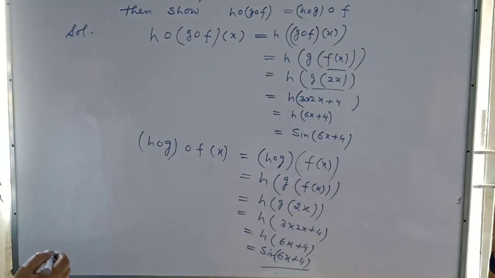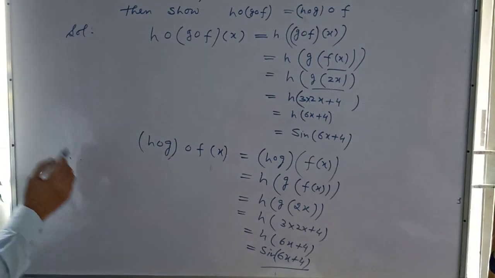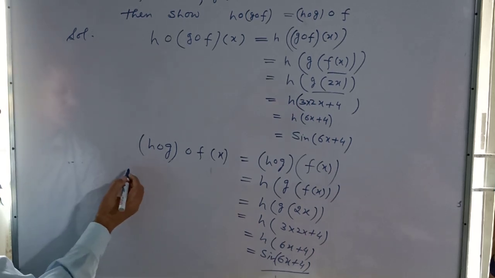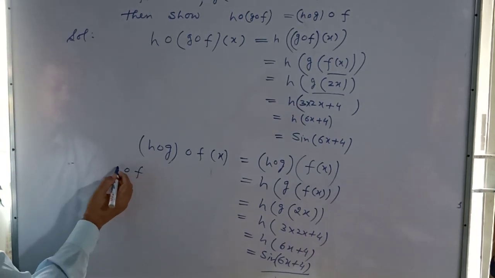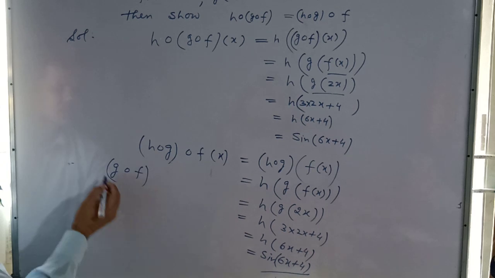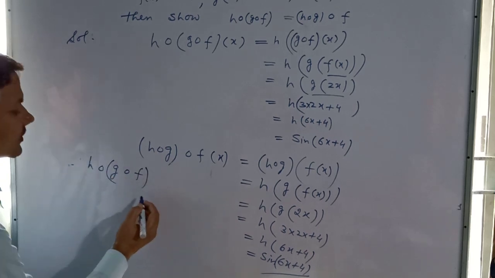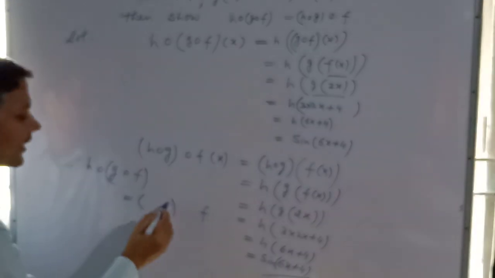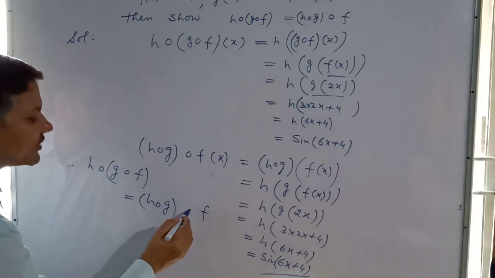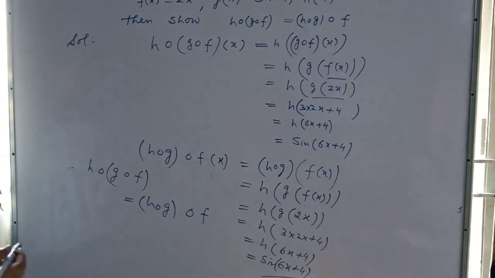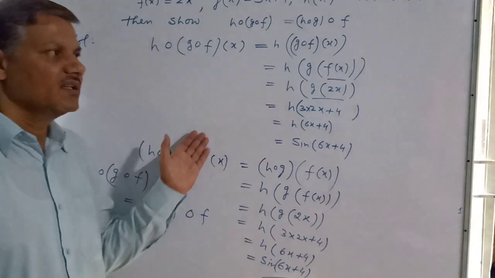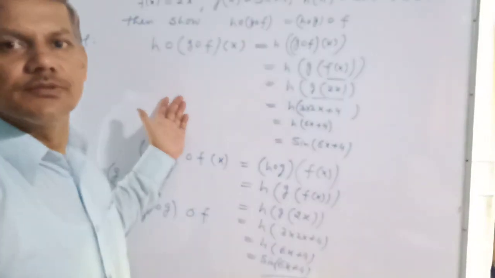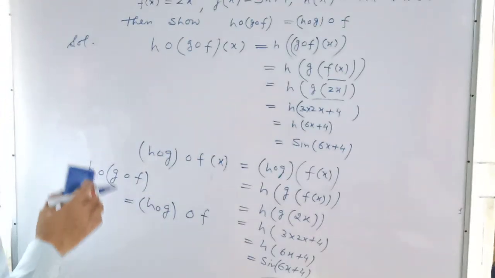So from here we get, therefore, the composition of the two functions (f composition g) and h is equal to the composition of the two functions f and (g composition h). What is the conclusion? It means composition of three functions is associative. So we are required to prove it in general.